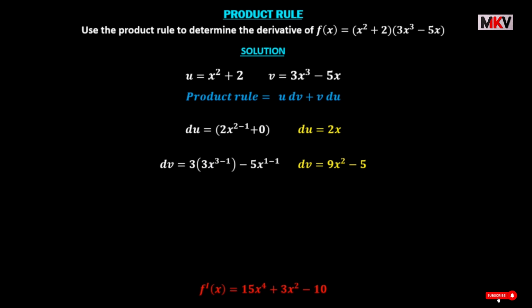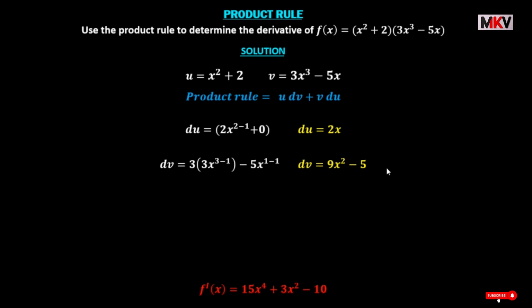Then 5x, we separate the coefficient, which is 5. Then we bring the exponent, which is 1, to multiply the 5, so we are getting 5. Then we subtract 1 from the exponent, which is 0. So x to the power 0 is 1. So this part will give us 5. So the dv is therefore 9x squared minus 5. So we've gotten our du, we've gotten our dv.